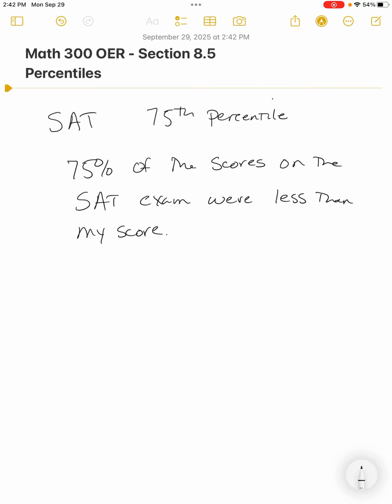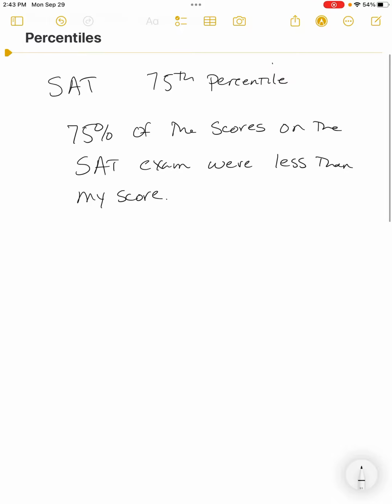But it is a positioning as opposed to a percentage score. So even though my score could be 90% correct, I could have 25% of the people do way better than that. And they were telling me, well, you scored better than 75% of the people that took it. And so that's at heart what a percentile is.